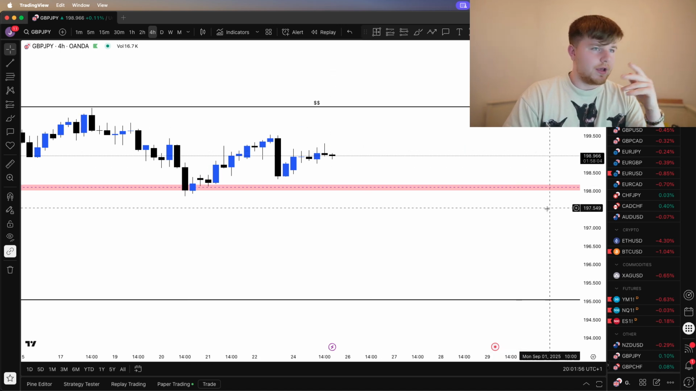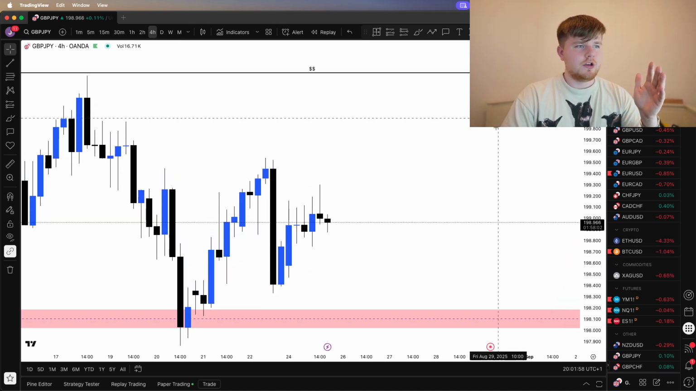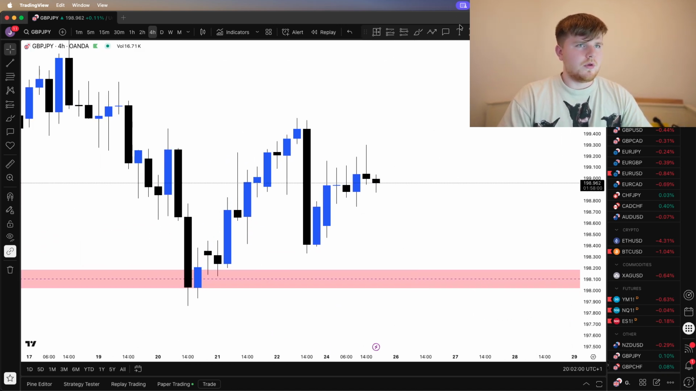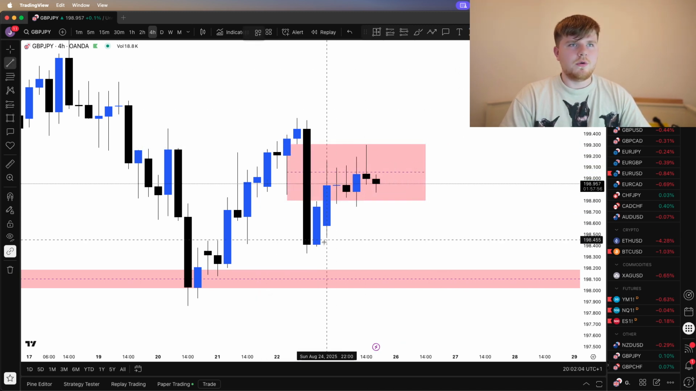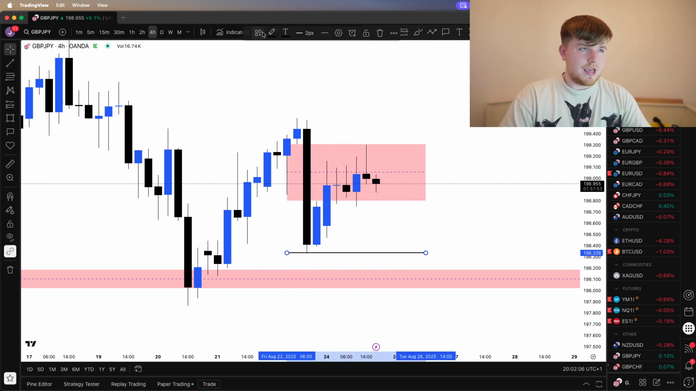The 4 hour is actually bearish because we're obviously respecting a bearish fair value gap more recently, and there's liquidity down here. So you would actually expect price to come down to here on the 4 hour.